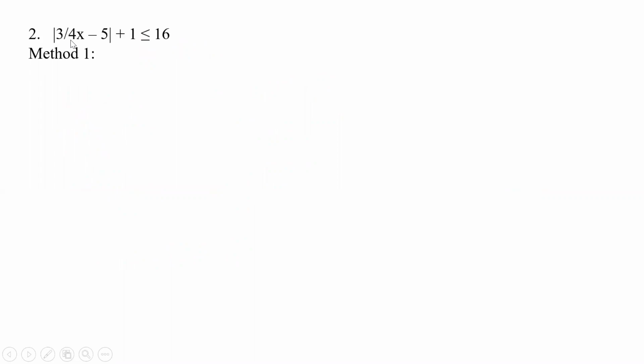All right, so here we have one. Now this time we have less than or equal to, and that's because I want to show method 2 as well along the way. All right, so we have 3/4 x minus 5 plus 1 less than or equal to 16. Well, I need to subtract 1 to isolate that absolute value. And when you subtract that, that's going to be 15. Okay. And so now what are we going to do?